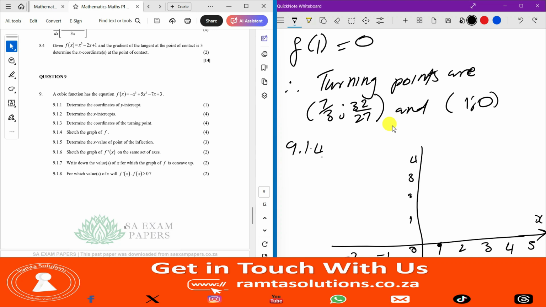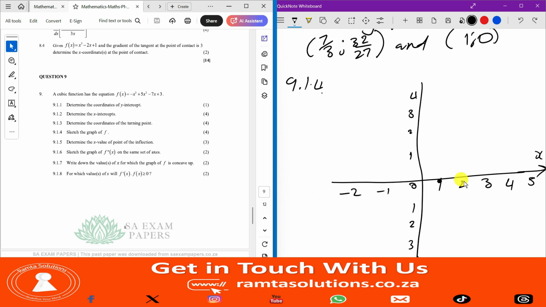And then what is the y-intercept? 32 over 27. It's 1.18. Okay. 2.33. Let's say it's here. And then the y value is 1.18. Let's say it's somewhere here. So it's fine to put it here.